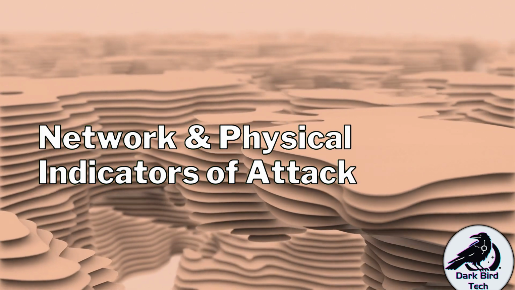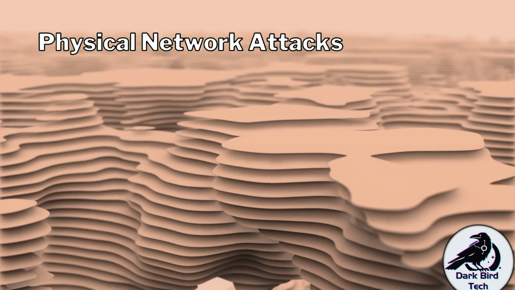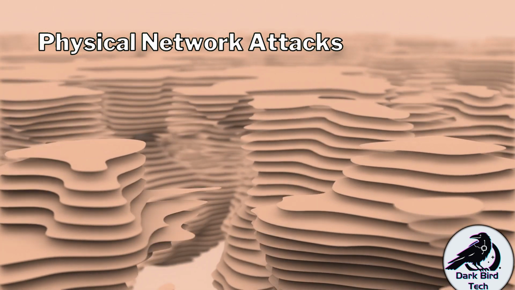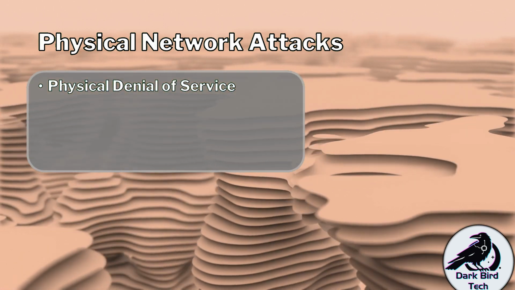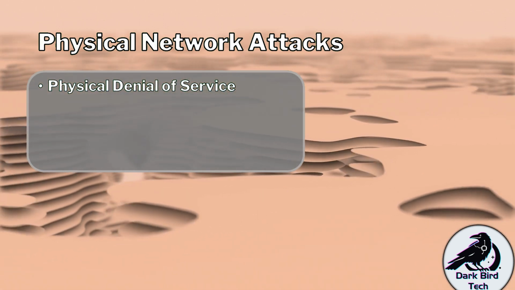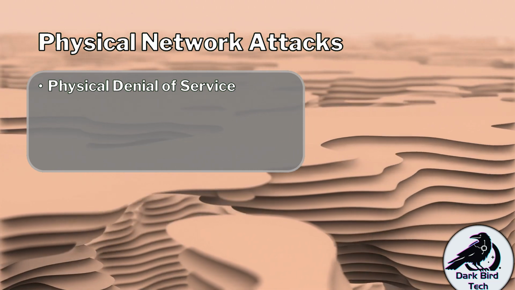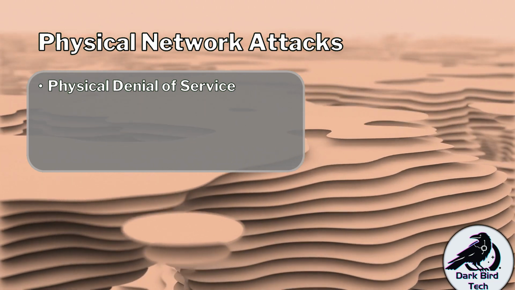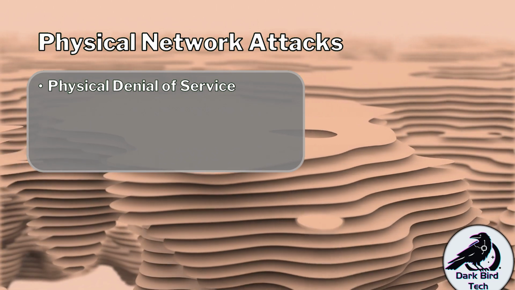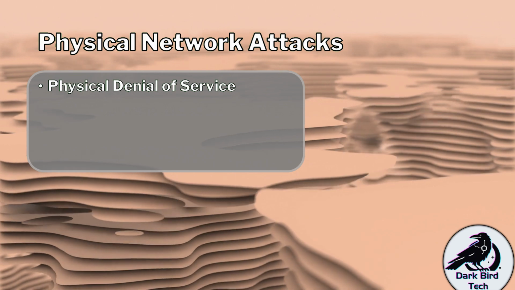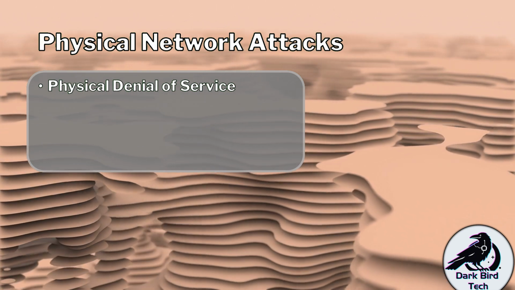Now let's move on to network and physical attack indicators and what we could do about them. So let's start out easy with some physical network attack indicators. First up, let's check out the physical denial of service. Wait, a physical denial of service? Yes. If I can gain physical access to something in your environment and prevent it from working, that is going to be as effective as any kind of network-based denial of service attack.